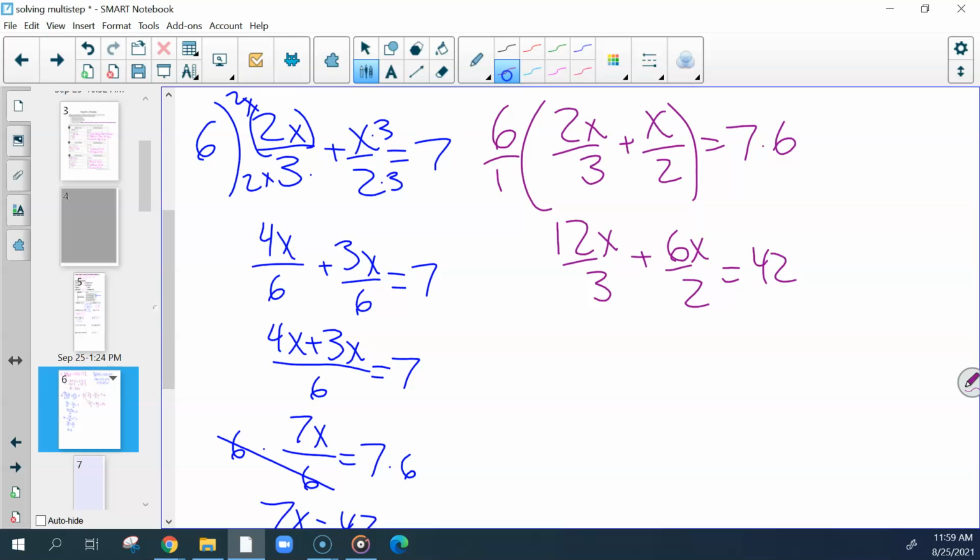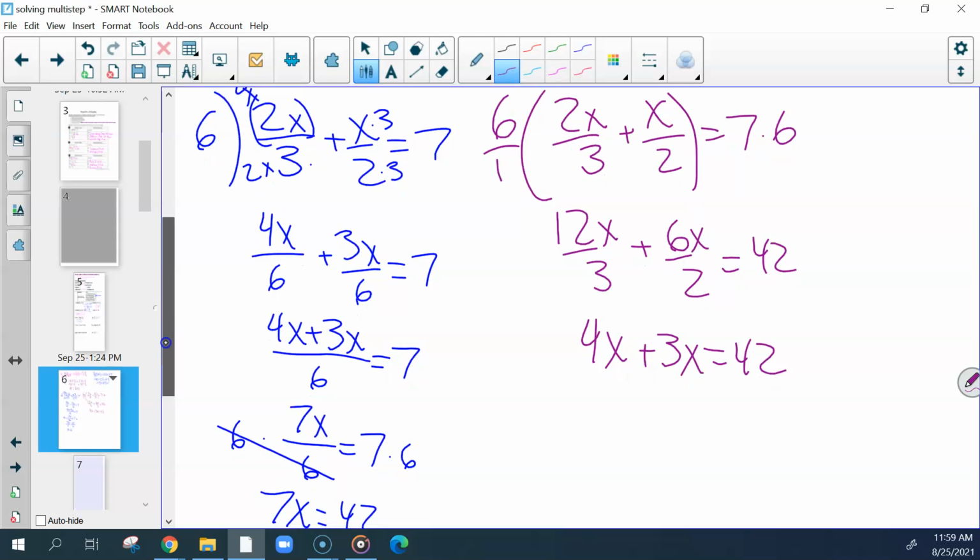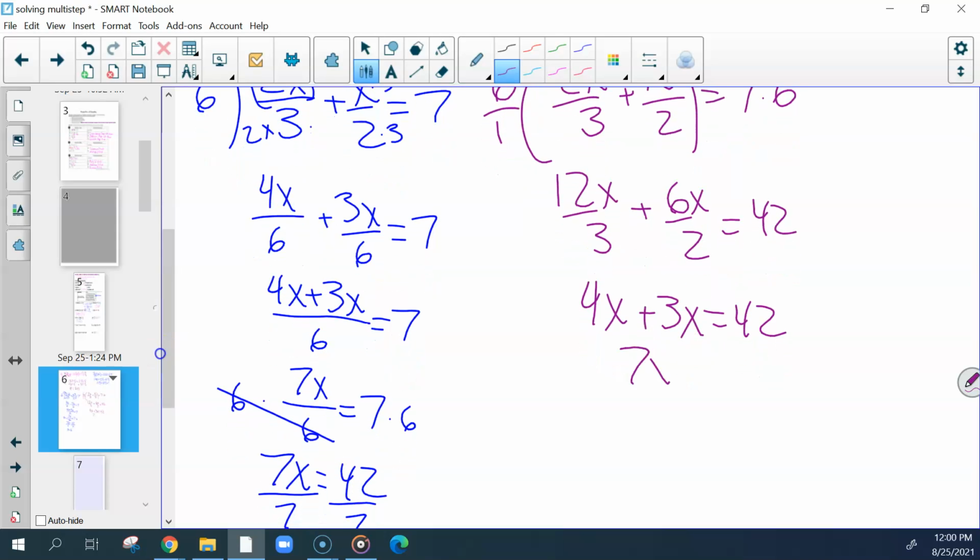I can divide these numbers. So this would give me just 4x, and this would give me just 3x. And now I no longer have fractions. I again have like terms that I could combine, and then I could divide to figure out what x is. So that one has fewer steps, but it's really which one is more comfortable for you, and solve it that way.